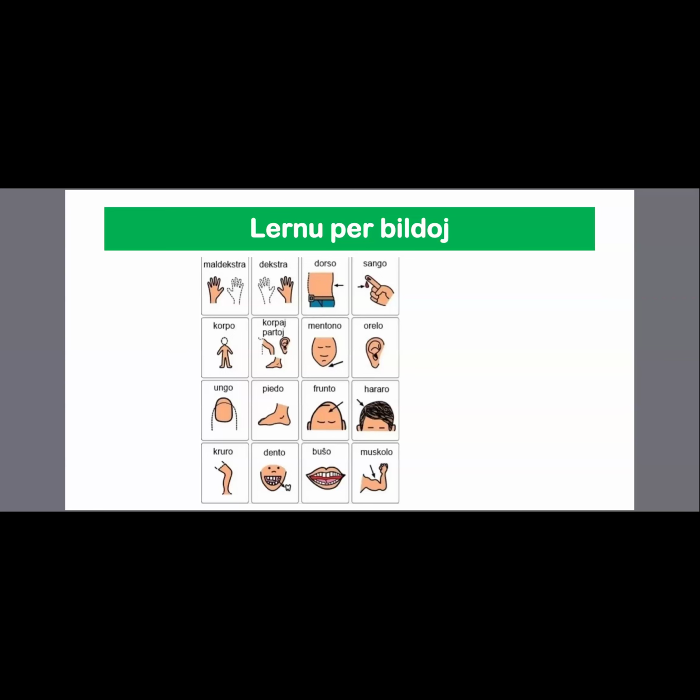Did you understand? Okay. So, dorso, it's your, how do you call it? Dorso. It's your back, not your neck. You can see in a picture, the part where you can put your belt, and your stomach. So on your back, we call it dorso. Sango is your blood. Korpo is your body. Korpo, part of the body.